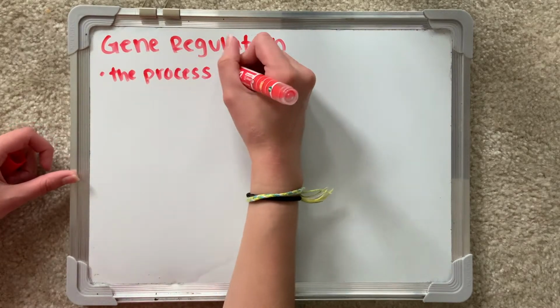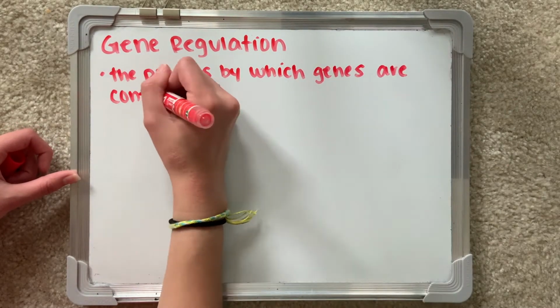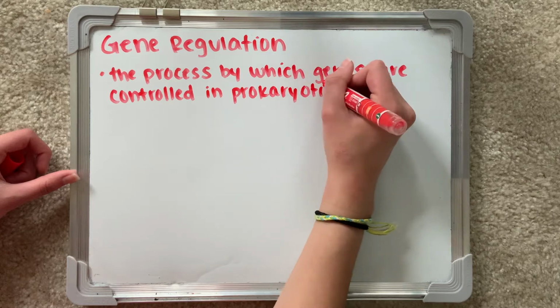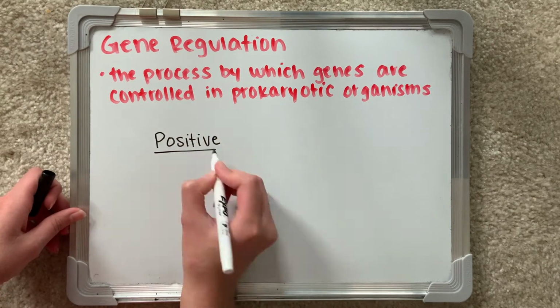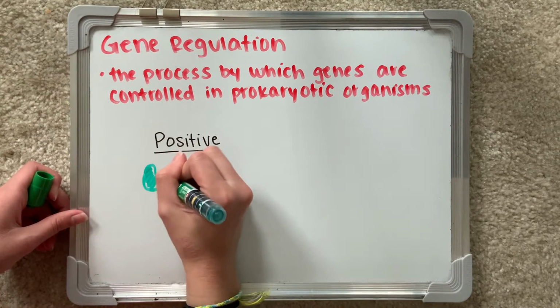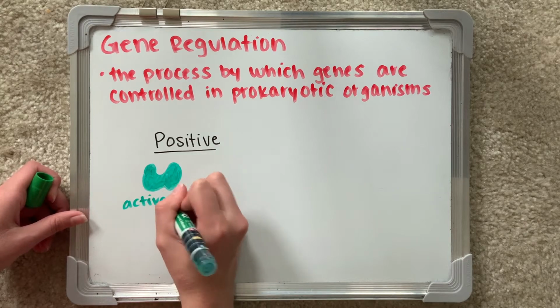It's basically the way in which proteins, transcription factors, and other molecules control the expression of genes in a prokaryotic organism. These various molecules found within the cell can interact with each other and the DNA to either promote or inhibit mRNA transcription. There are two categories of regulatory mechanisms for transcription.